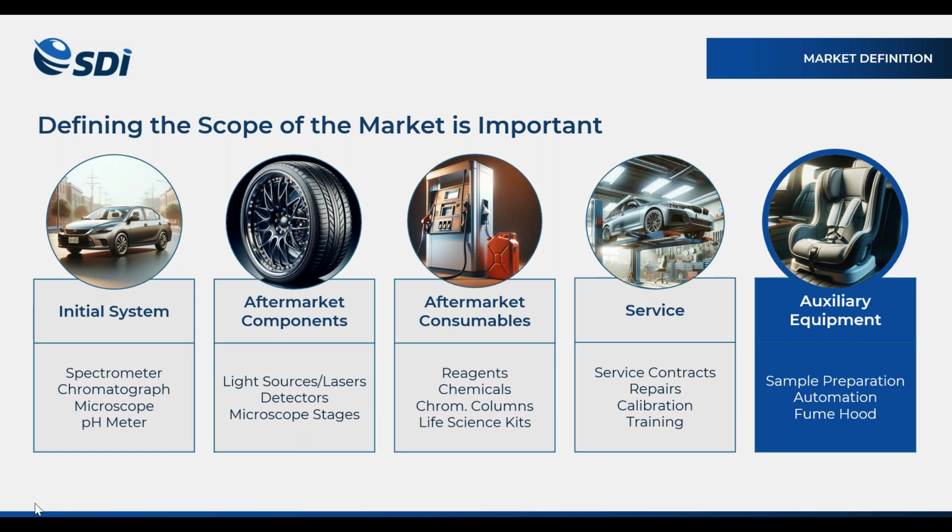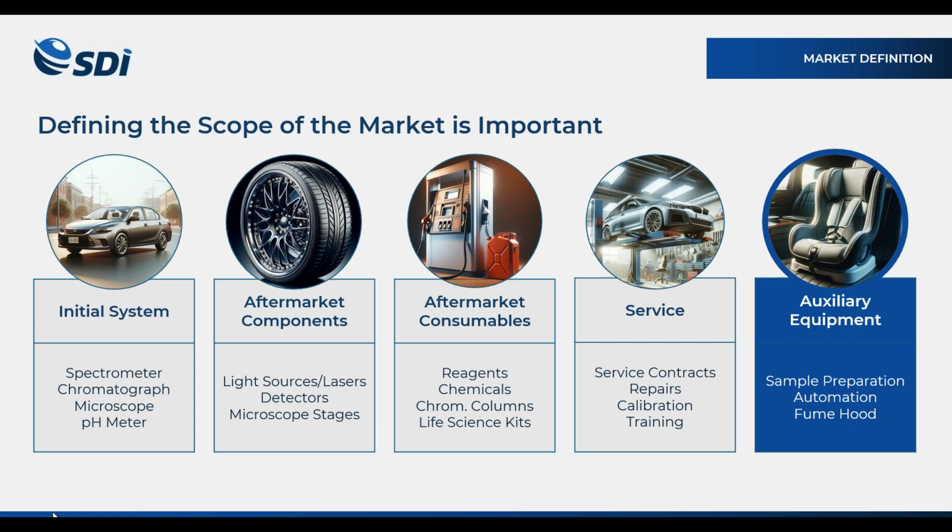And finally, we have what I'm calling auxiliary equipment, like maybe a car seat. Here, maybe the analogy with cars isn't quite as helpful, but for instruments, I'm thinking of things like sample prep items, automation, lab furniture like a fume hood. It's not really part of the instrument, but you may need them to properly use the instrument.